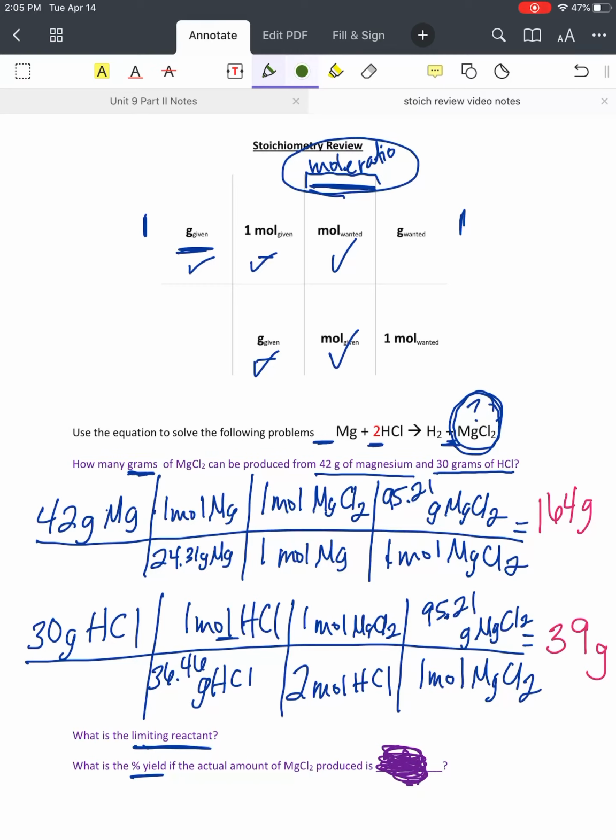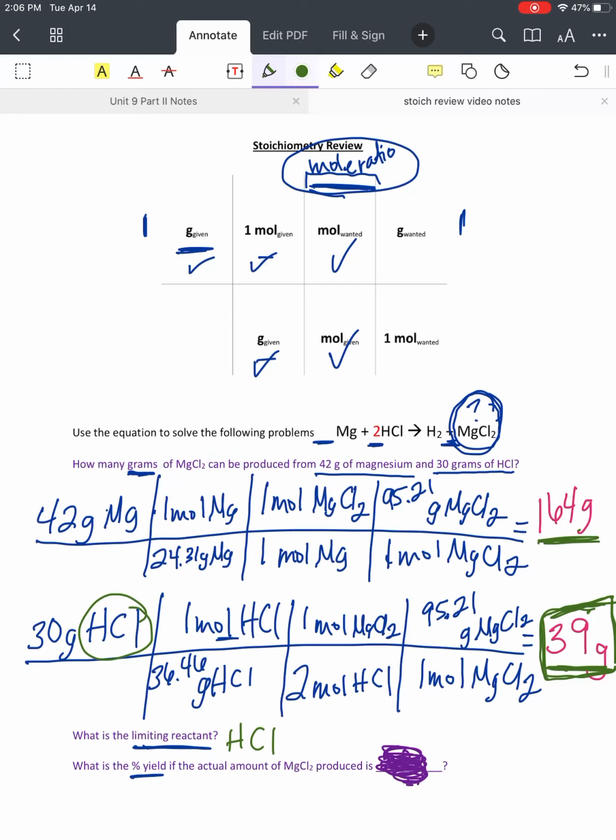Okay, so to figure out what's my limiting reactant in my equation, I'm just looking at which one of these is the smallest amount. Which one do I run out of first, right? So what this is saying is that my 30 grams of HCl is gonna run out as soon as I can make 39 grams of my product, okay? This is all I can make with this HCl. There's no way I can make 164 grams because I've run out right here. So my limiting reactant is my HCl, okay? It's all gone. It's been used up in my reaction. I probably have some extra magnesium sitting around, okay? But my HCl has been used up.